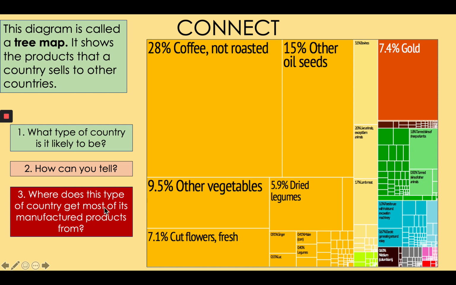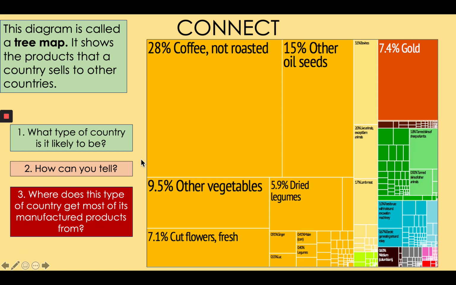Where does this type of country get most of its manufactured products then from? So for example, if a country mines for gold, it often uses machines like diggers. Or if accountants in a country work with computers, or people use mobile phones in a country, or they take a train in a country, where do they get those manufactured products from? And the answer is that most manufactured products in LICs come from other countries.